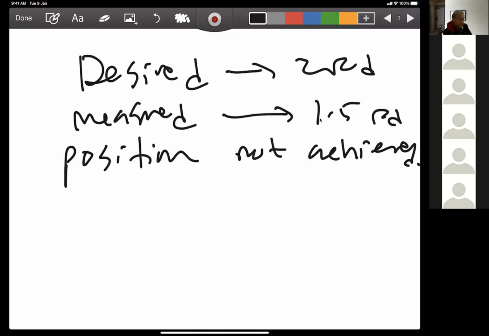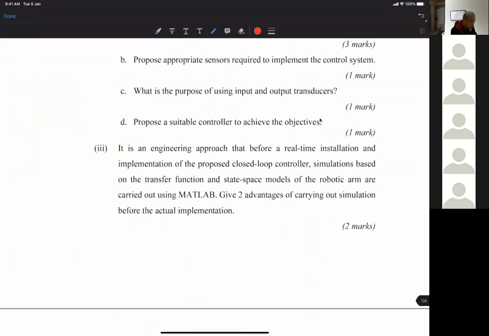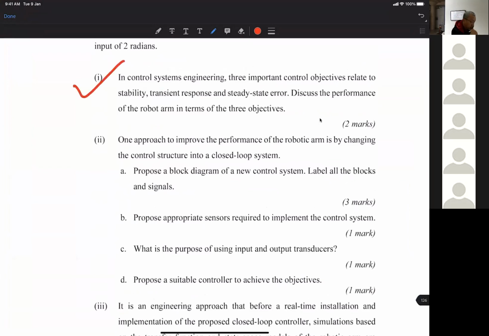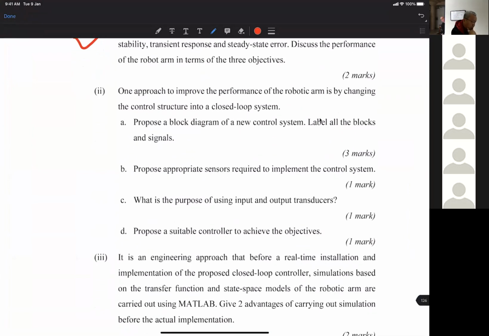Then since it's not achieved, we have to propose a block diagram of a new control system. So label all the blocks and signals and propose appropriate sensors to implement the control system. What is the purpose of using the input and output transducers, and propose a suitable controller to achieve the objectives.